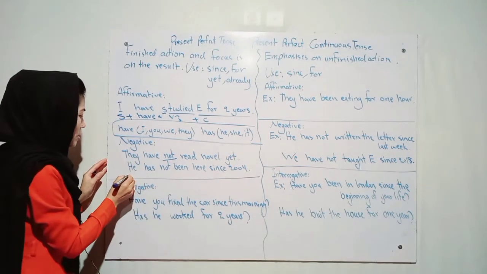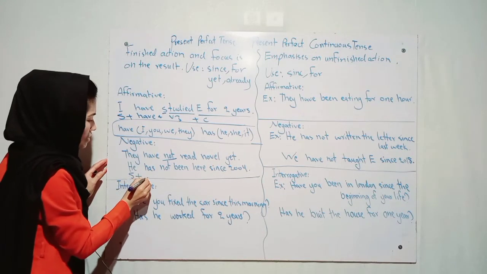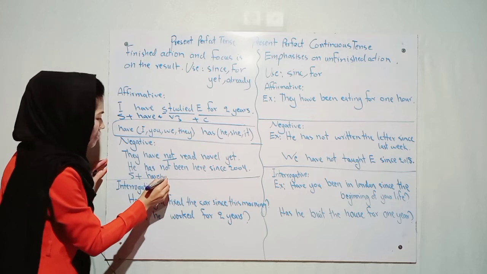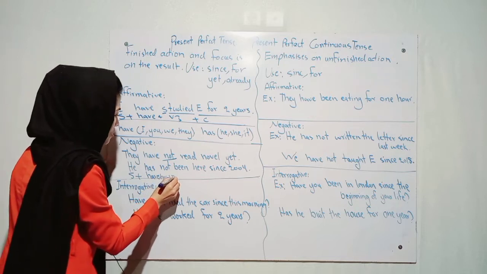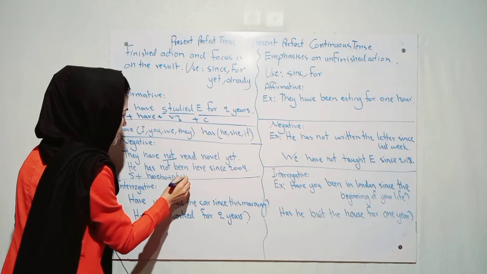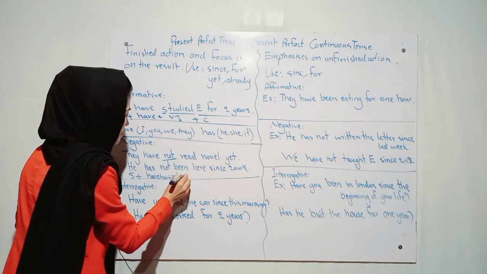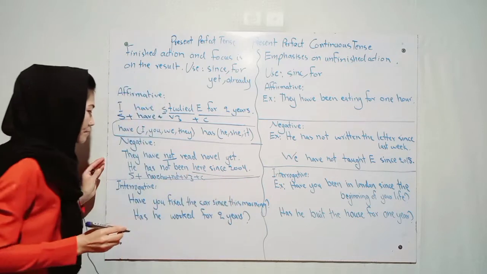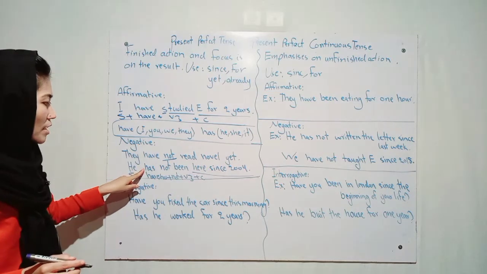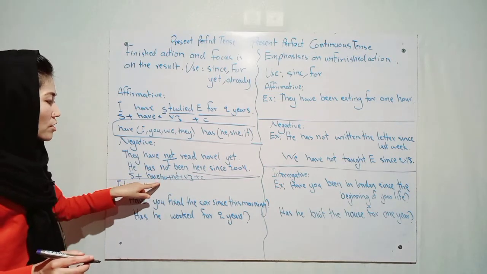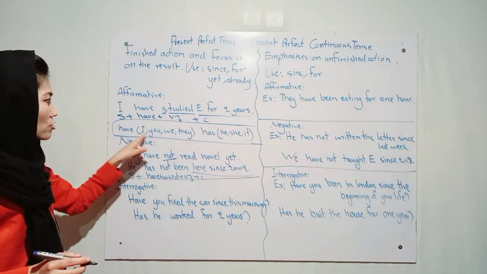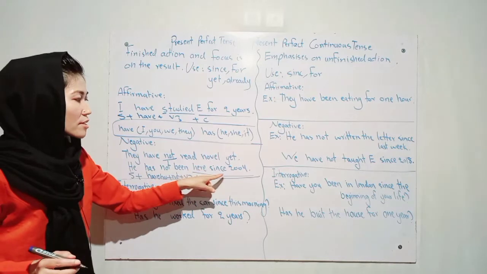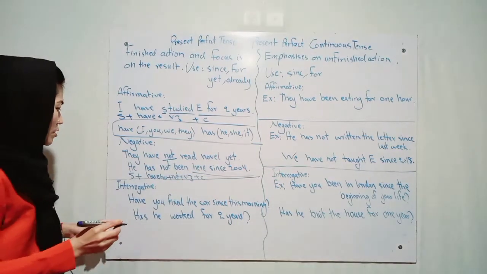The structure: we have subject plus have or has, plus not, plus been, or instead of been we can say verb 3, plus the complement of the sentence. He is the subject, has not, according to the structure, have not or has not, as I explained here. Been is the third form of the verb. Here, since 2004 is the complement of the sentence.